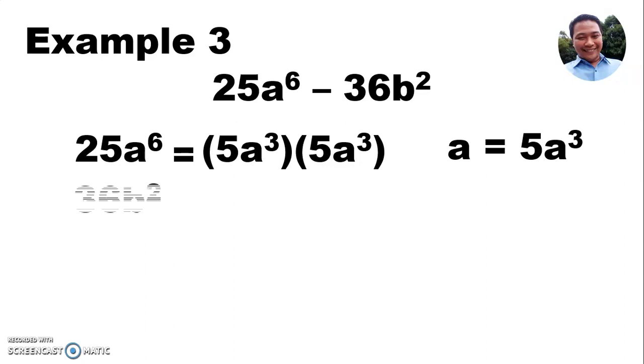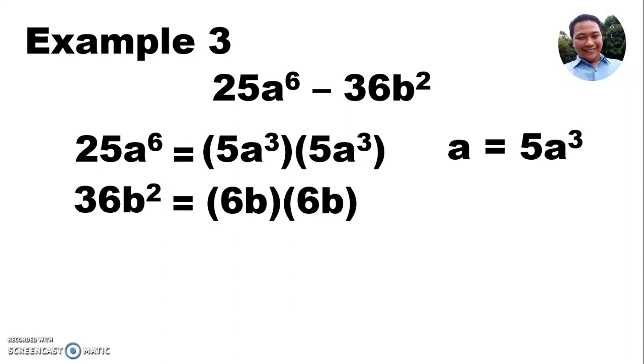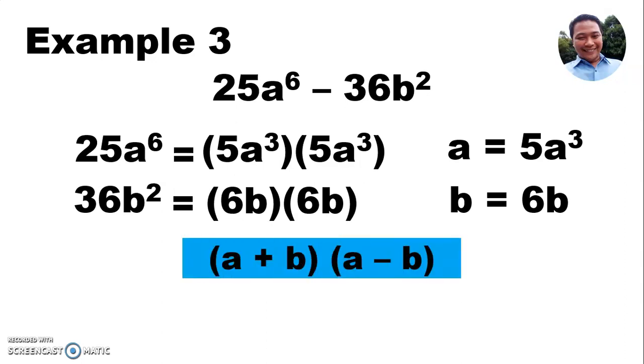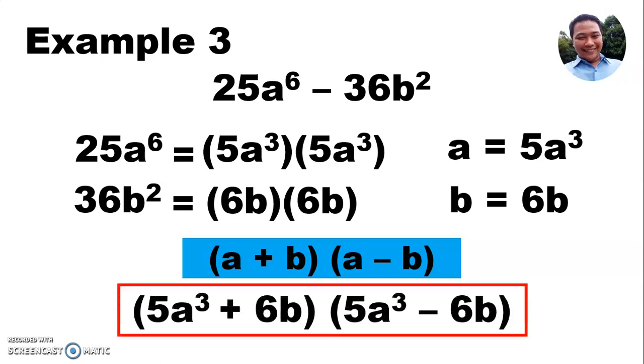The second term is 36b squared. What is the expression when multiplied to itself is equal to 36b squared? Good job! 6b. So our b here is equal to 6b. So following the pattern, the factors of 25a raised to the 6th power minus 36b squared is equal to 5a cubed plus 6b multiplied by 5a cubed minus 6b.